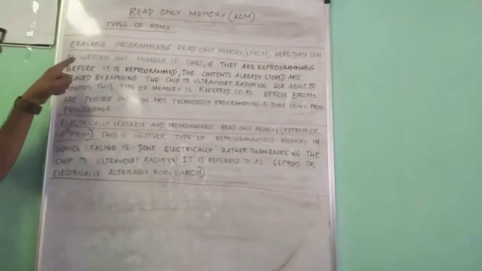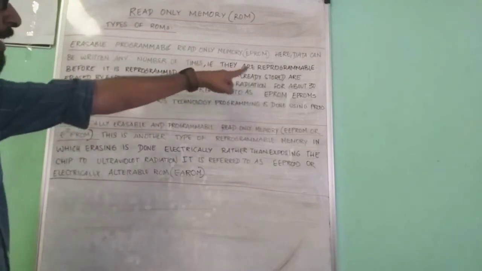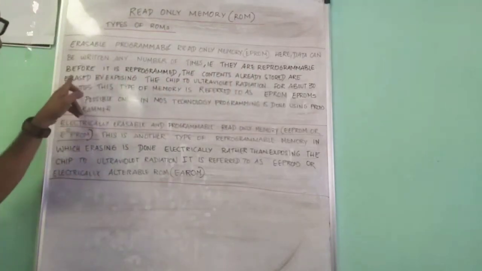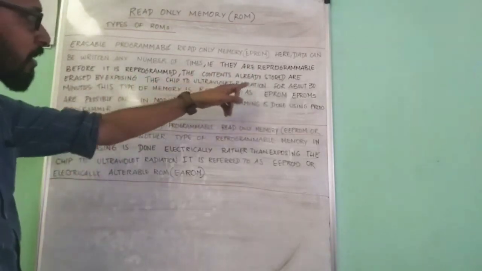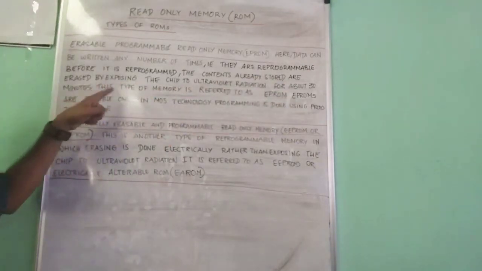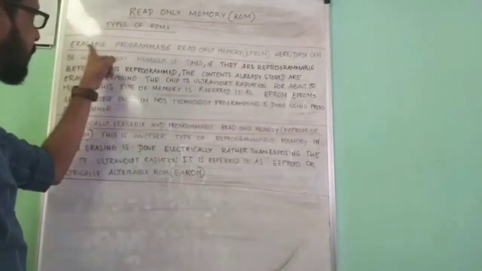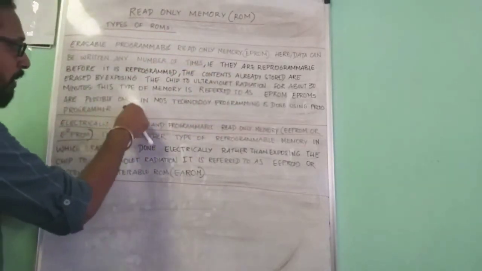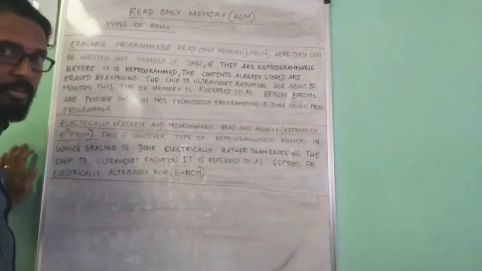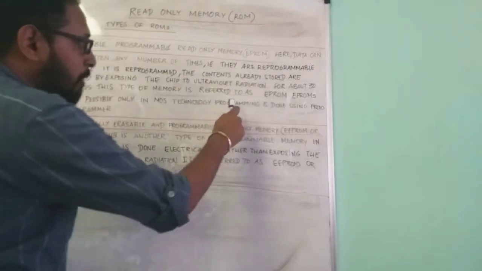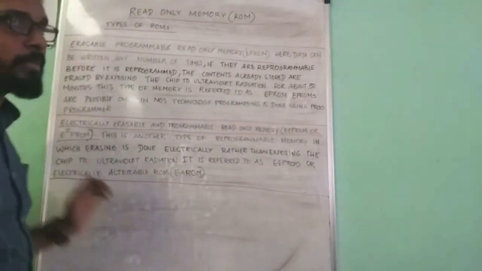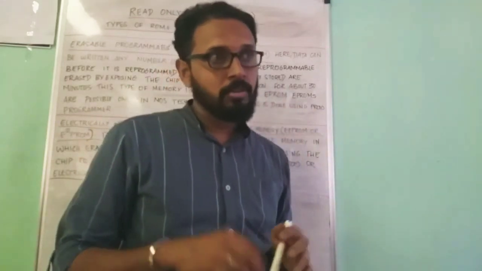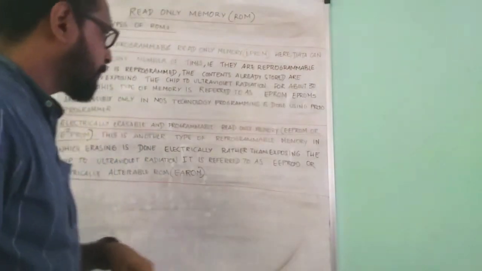Here the data can be written any number of times. That is, they are reprogrammable. Before it is reprogrammed, the contents already stored are erased by exposing the chip to ultraviolet radiation for about 30 minutes. This type of memory is referred to as EPROM, that is erasable programmable read-only memory. EPROMs are possible only in MOS technology, that is metal oxide semiconductor, that we have just discussed earlier. Programming is done using a PROM programmer, that is the device that helps in giving data into that particular ROM or PROM.